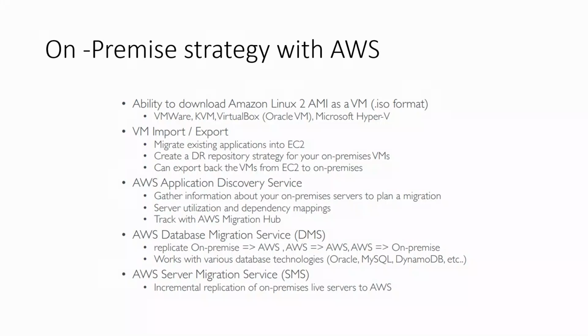So this Application Discovery Service will help you with the mappings, with the server utilizations, and what AWS service you should use to replicate your on-premises systems. All this information will be provided by Application Discovery Service. And then we have AWS Database Migration Service for database migration, right? And there is AWS Server Migration Service, known as SMS. It is used to create incremental replication of on-premises live servers to AWS.